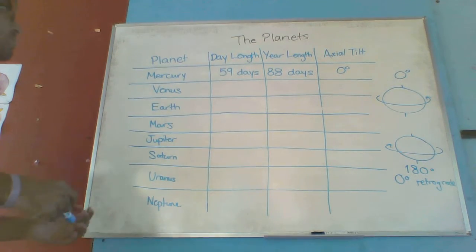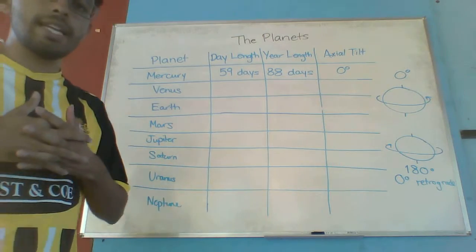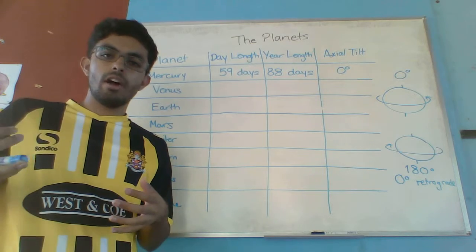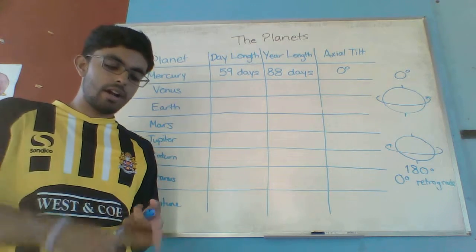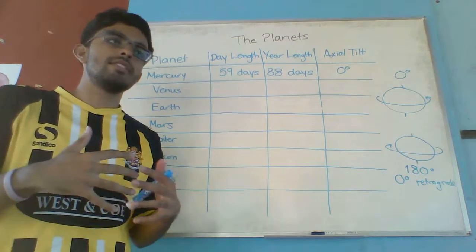Alright, next up, our next planet on this list is Venus, which, as you all know, is the second planet from the sun, but it's also the hottest planet. Now, the reason it's the hottest planet is that it has a really, really thick atmosphere. Some of you may have heard of the greenhouse effect on Earth, where you've got gases like carbon dioxide and methane and things like that in the atmosphere that trap the sun's heat.